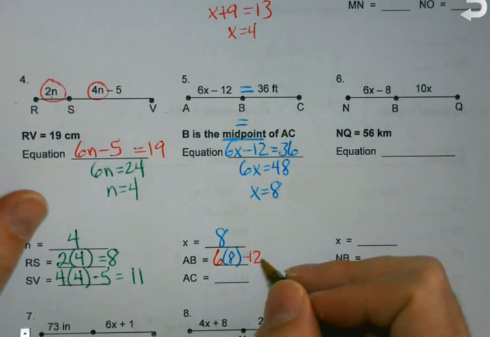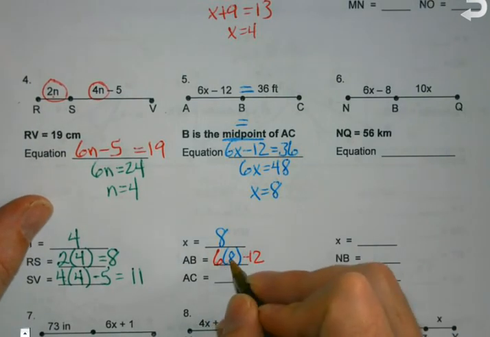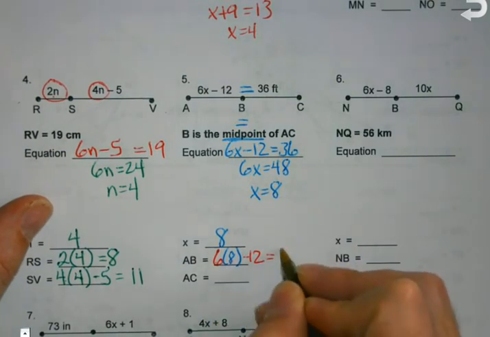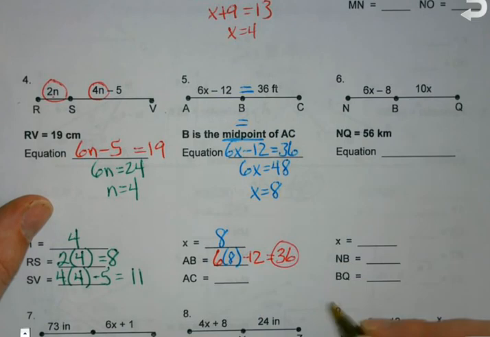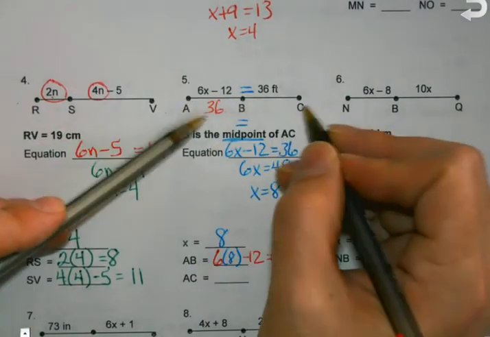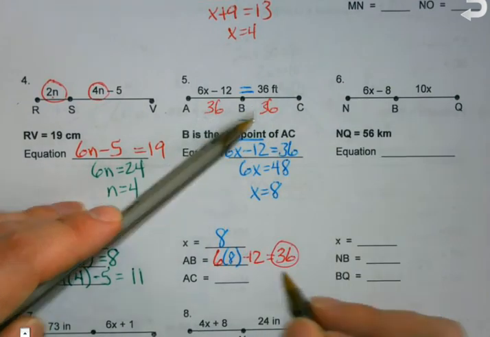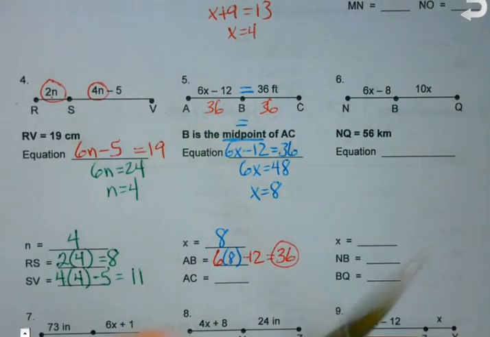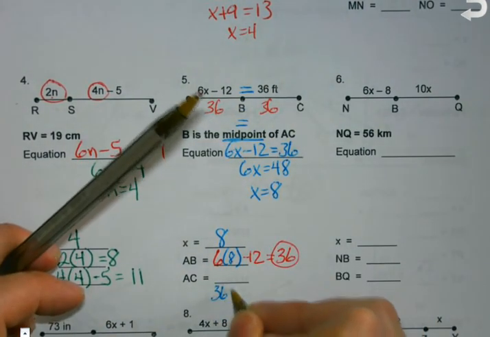Minus 12. 6 times 8 is 48. Minus 12 is 36. Now I already know this part's 36, so I just figured out this is 36. I know this part's 36. So to find the whole thing, I just add those two together.